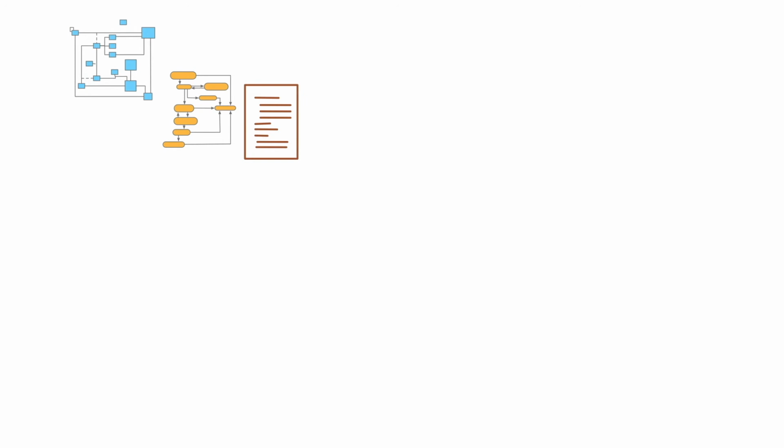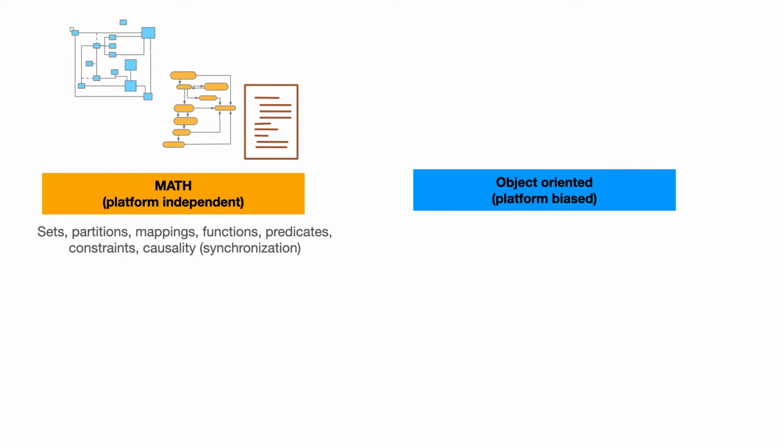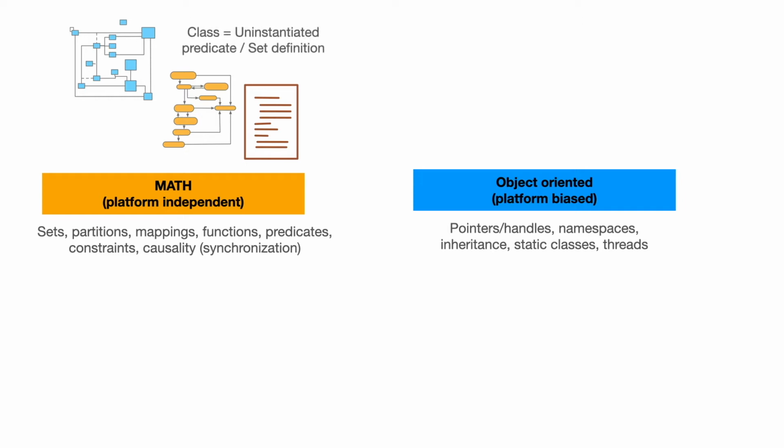What sets Shlaer-Mellor apart from other methodologies is that the modeling primitives are defined on mathematical foundations such as sets, functions, predicate logic, causality for synchronization, and data flow graphs. This is in contrast to common modeling approaches that intentionally or unintentionally presume an underlying object-oriented design model. Here we see mechanisms that use or disguise pointers or handles, namespaces, inheritance, static classes, threads, and so forth. Just as one example, a Shlaer-Mellor class is defined as both a set definition and an uninstantiated predicate. We never think of it as some sloppy high-level Java class like most other UMLs.